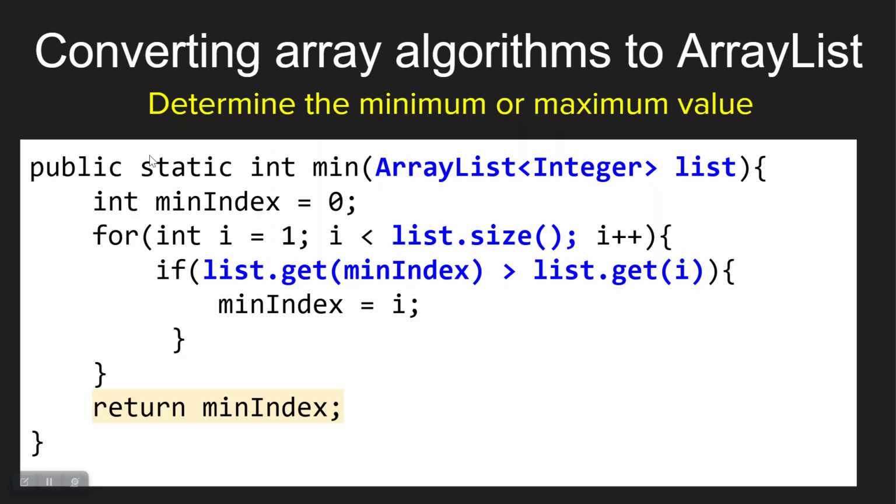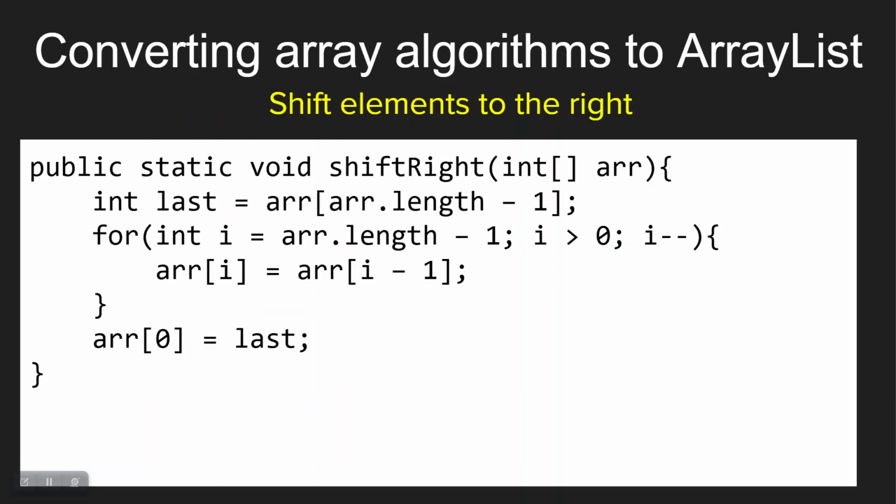That's how you take the algorithm for finding the min of an array and transform it into something that's appropriate for array lists. And let's go ahead and do a couple more of these. So now we're going to look at shifting to the right. This was our array algorithm for shifting to the right. What this one does is it passes in an array of integers, and then it gets whatever element is at the very end, and then it loops through in reverse, and it assigns each current element to be the element before it.